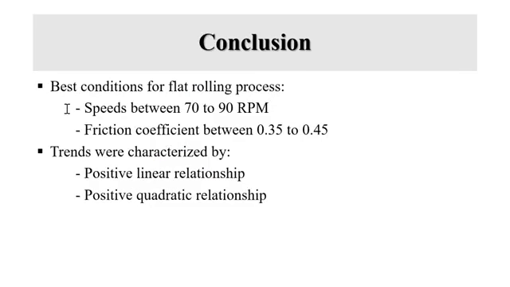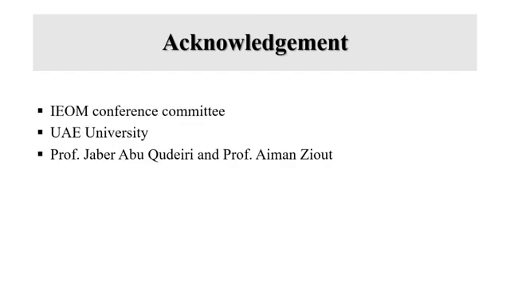So, conclusions. We did find that speeds between 70 to 90 RPM are the best. A friction coefficient between 0.35 to 0.45 is the best. Also, most of the terms were positive linear relationships, and positive quadratic relationships gave us the most information because we did have a minimum value of the measured parameter.